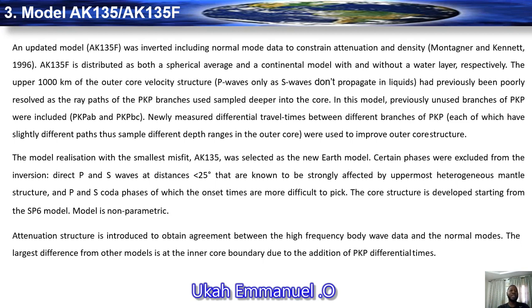Having said that, the upper 1000 kilometers of the outer core velocity structure, which is only for P wave because the S wave does not propagate through a liquid medium, had previously been poorly resolved, as the rare part of the PKP branches used sample deeper into the core. In this model, previously unused branches of PKP were included, which are PKP AB and PKP BC, right?